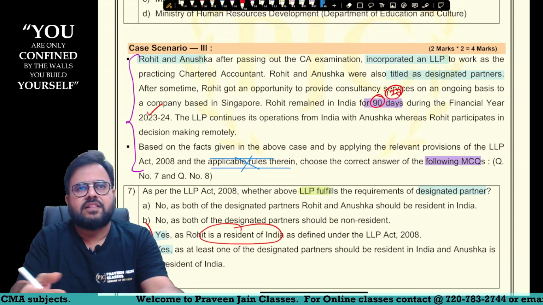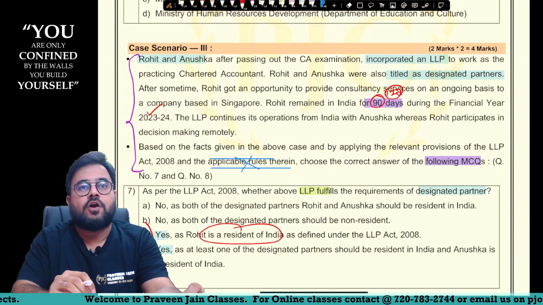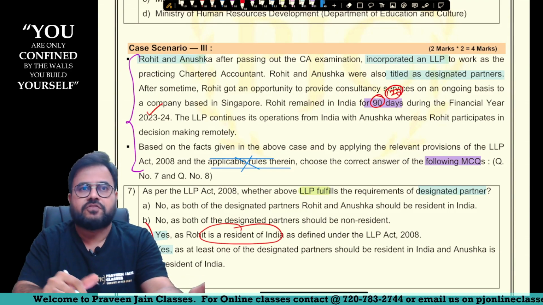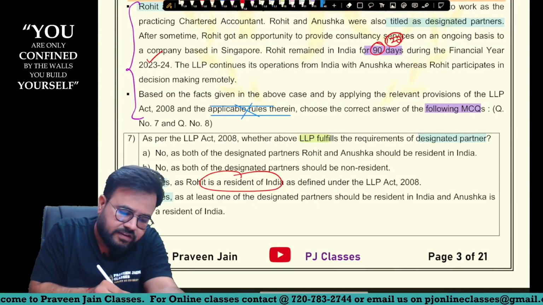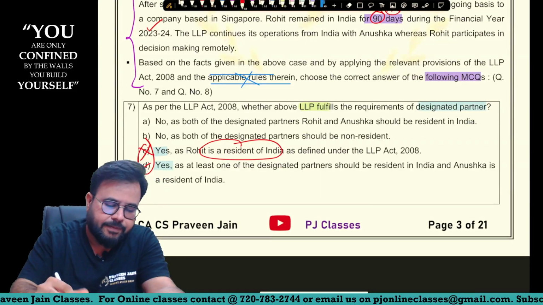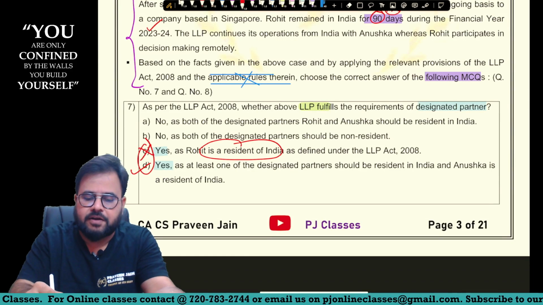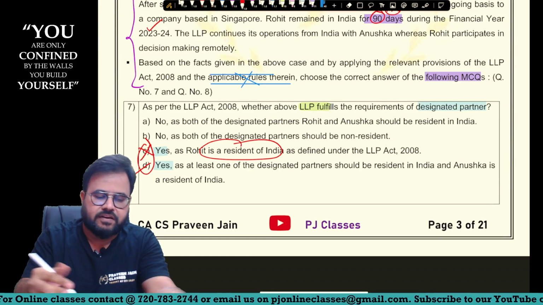But still, it is fine, not at all a problem. LLP is in compliance with Section number 7. So C is a wrong option. Which is the right option, sir? D. Yes, at least one of the designated partners should be resident in India, and Anushka is resident of India.